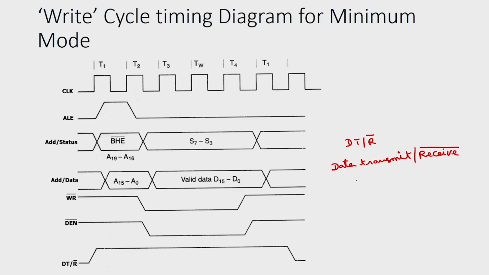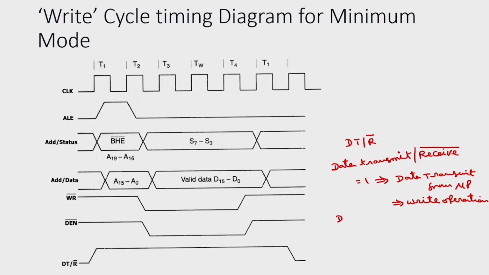As the name implies, if this is one, it implies data transmit from the microprocessor, which is a write operation. So in case of write operation, this DT by R bar should be high, whereas in case of read operation it has to receive, the microprocessor has to receive.